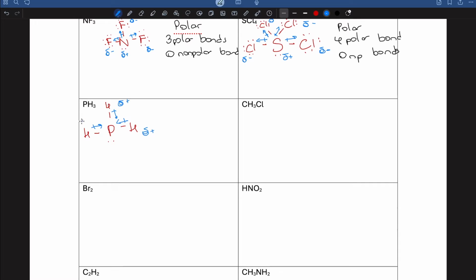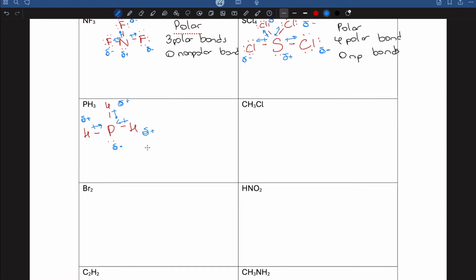Notice that the arrows don't necessarily have to point inside or outside. They can point in any direction: outside, inside, left, right, diagonally. It really matters about the electronegativity. And this phosphorus is going to be partially negative since it's going to have more electron density around it.